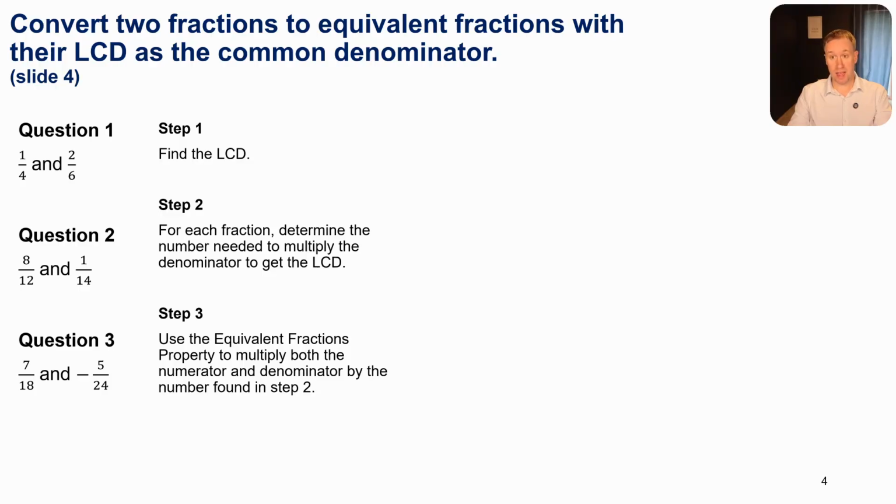Now, I'll go ahead and use both methods for question 1. This is a great example of where the listing method probably is the easiest one, just because the numbers are smaller, right? But let's continue practicing the prime factorization method as well, which means we're going to do the prime factorization of 4 and 6 to start. So 4 factors down to 2 and 2.